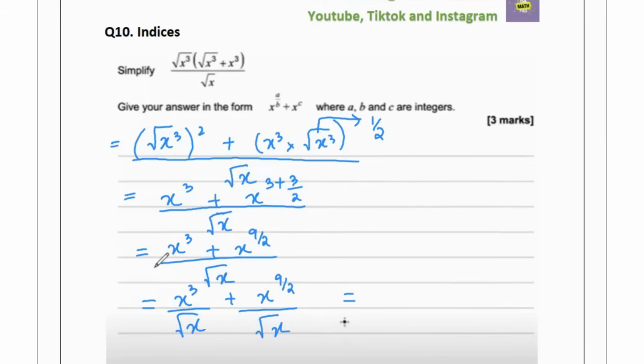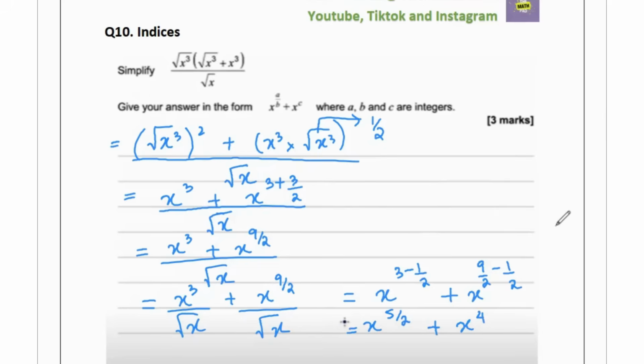Whenever we have similar bases being divided, we subtract the power. It's the opposite of what we do when similar bases are being multiplied. So it's going to be 3 minus 1 over 2, plus x to the power of 9 over 2 minus 1 over 2. That's going to be x to the power of 5 over 2, because 3 times 2 is 6, 6 minus 1 is 5, and 2 remains as it is. And this is going to be 9 minus 1 is 8, 8 divided by 2 is 4.